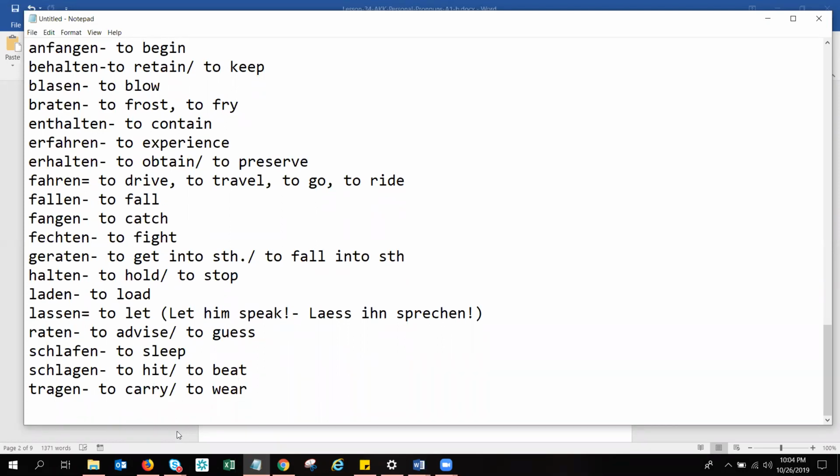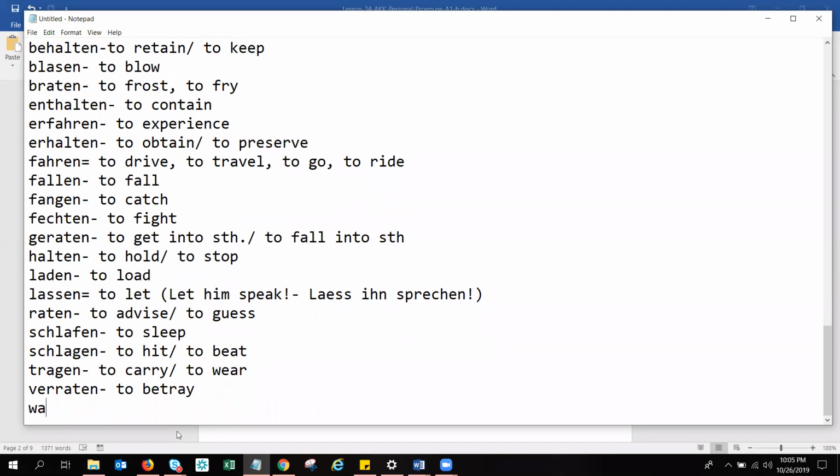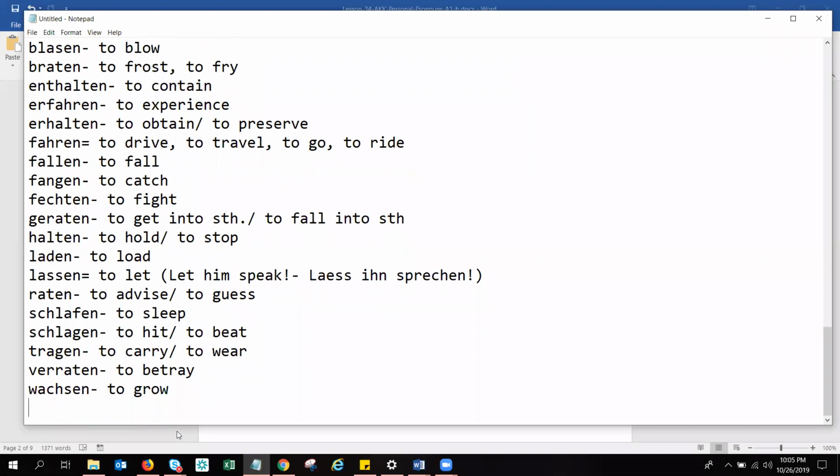Okay, then we have verraten. I told you yesterday or the day before yesterday, verraten is to betray. And then we have wachsen. Wachsen means to grow. And we have waschen. So in wachsen and waschen there is a difference of S only. Wachsen is to grow and waschen is to wash. So in a few verbs there is just a difference of a single letter.